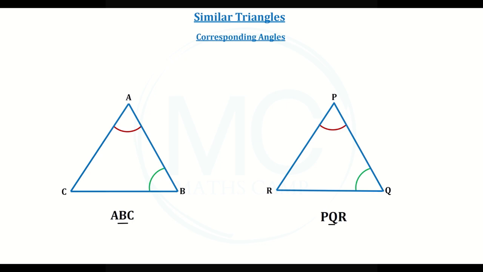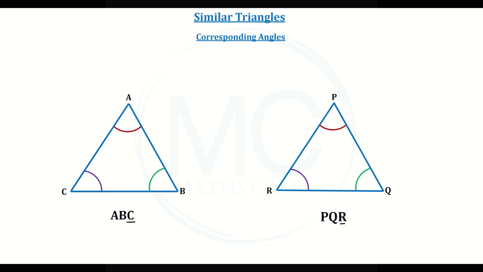Finally, C is the third letter in ABC. So let's mark this angle in purple. R is the third letter in PQR. So let's mark angle R in purple as well. C is the last letter in ABC, and R is the last letter in PQR. So these are corresponding angles.